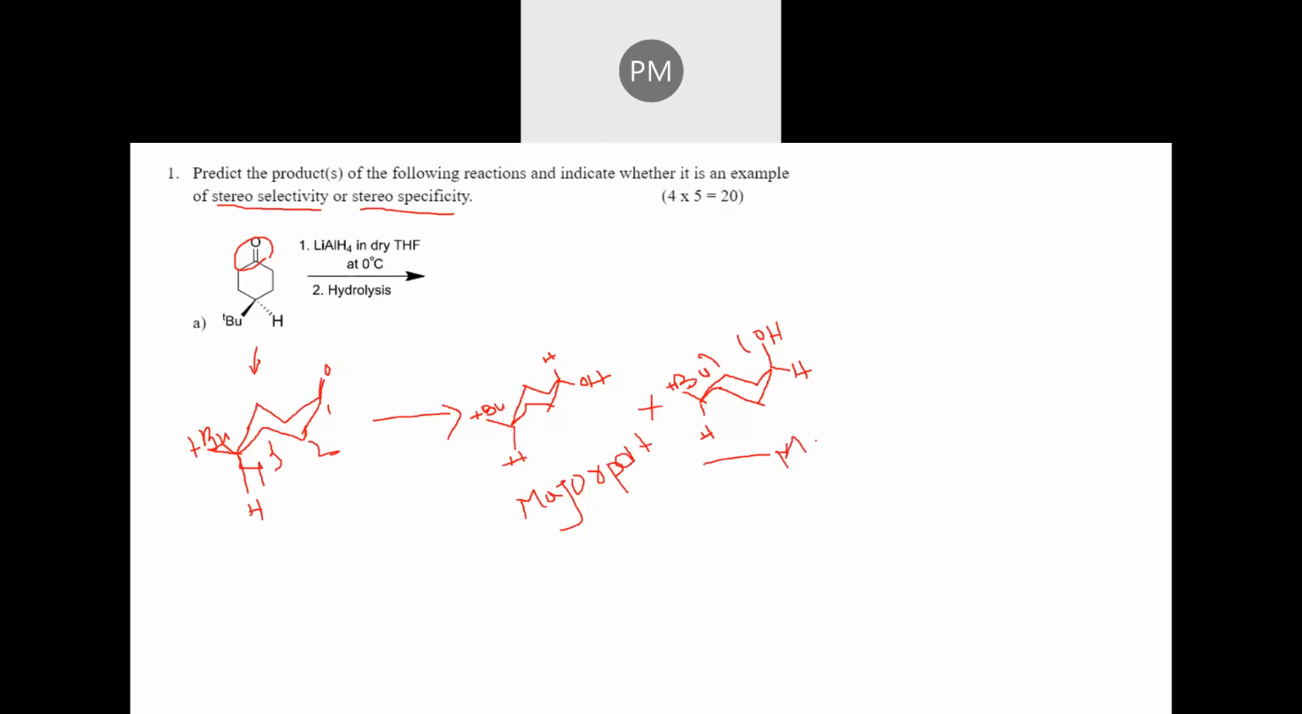Then we have to find out whether this is a stereoselective or stereospecific reaction. This is an example of a stereoselective reaction because multiple products are formed, and between them one product is major and one product is minor.